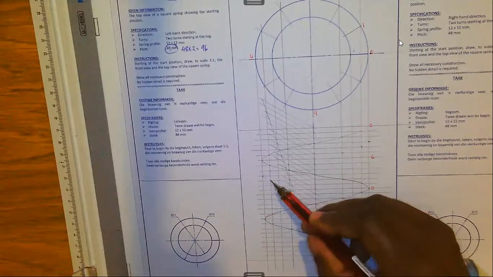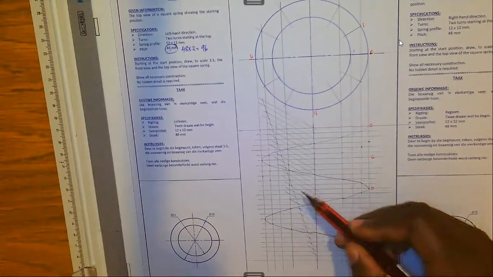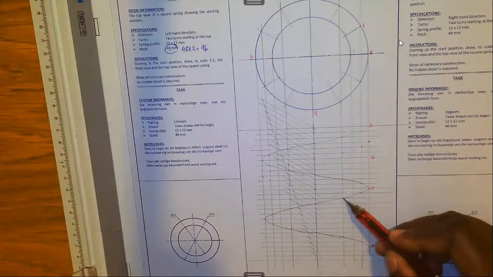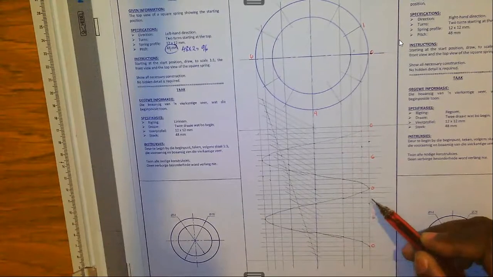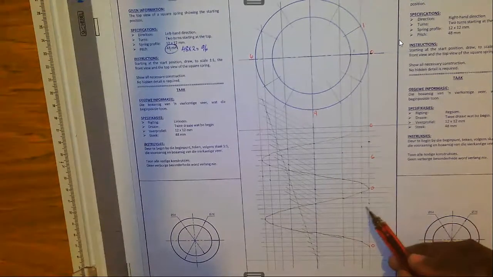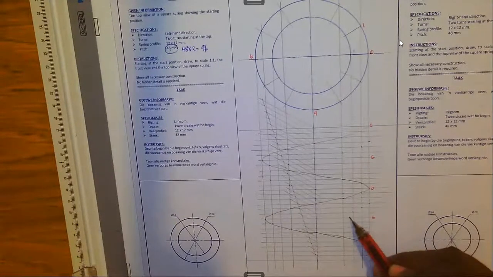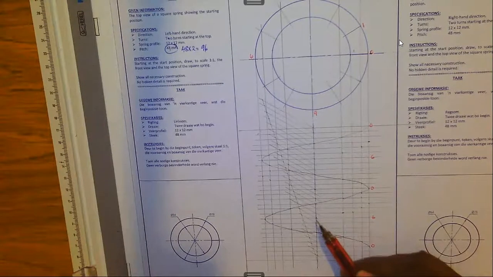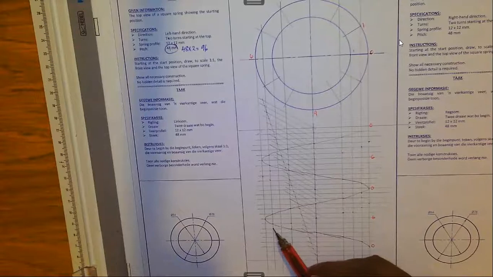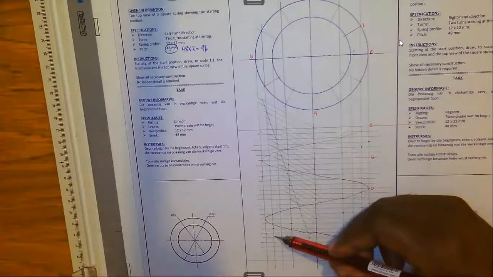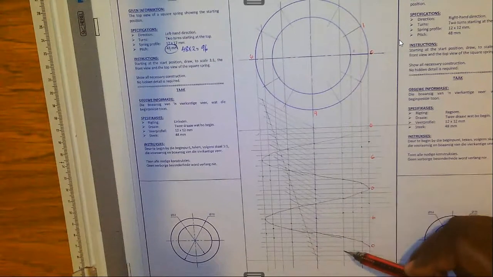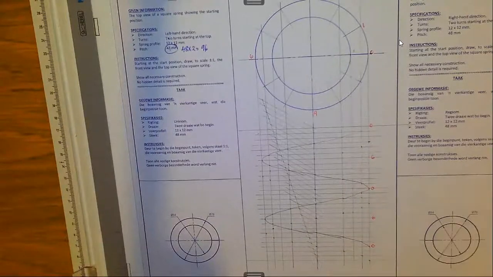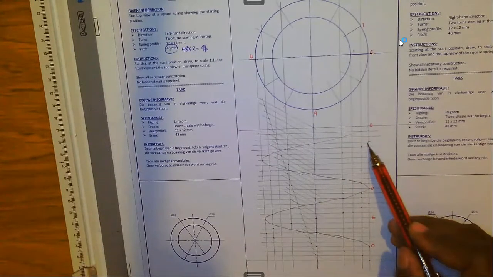1, 2, 3, 7, 8, 9, 10, 11, and 12. 1, 2, 3, correct. 1, 2, 2 here, and 3, 4, 5, 6. 1, 2, 3, 7, 8, 9, 10, 11, up to there. Then you connect this one as well, faintly.